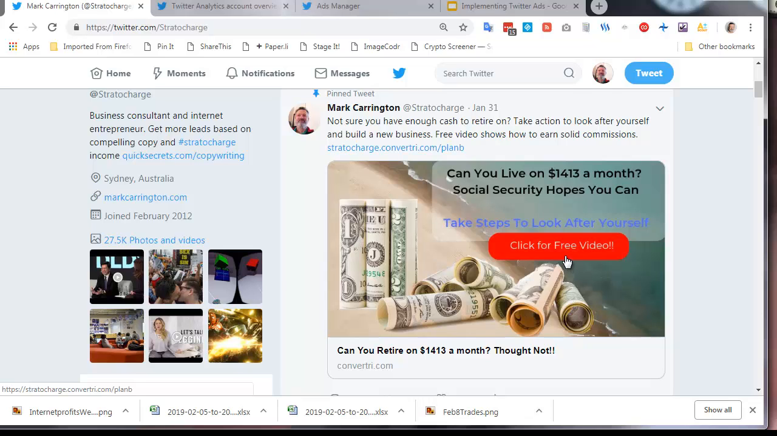The color is chosen specifically because it matches up with my landing page. The beach scene is apparently diagonals are important across this creative. So that's what the research told me. The rolled up dollar bills raised a whole bunch of questions. And then, of course, there's some words up here. Not sure you have enough cash to retire? Take action to look after yourself and build a new business. Free video shows you how to earn solid commissions.